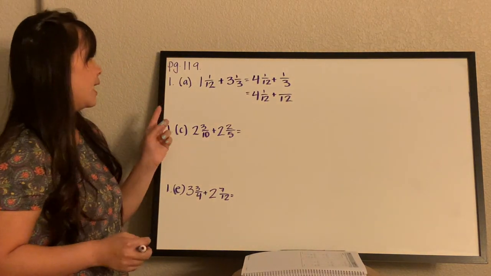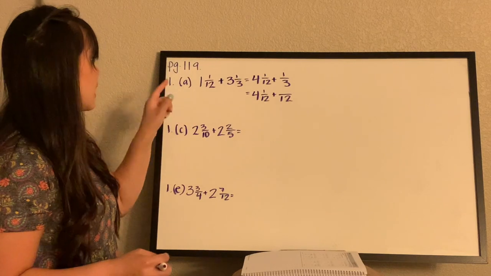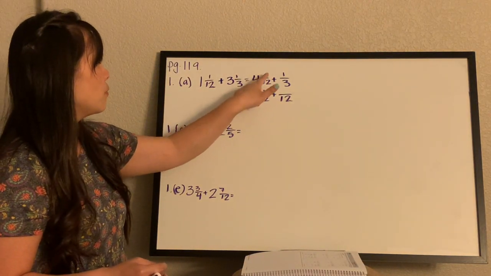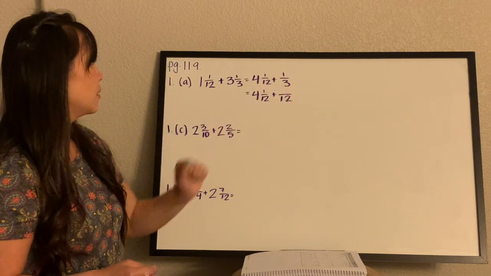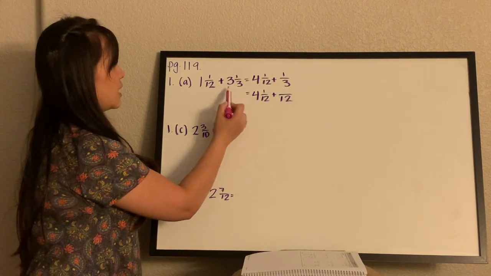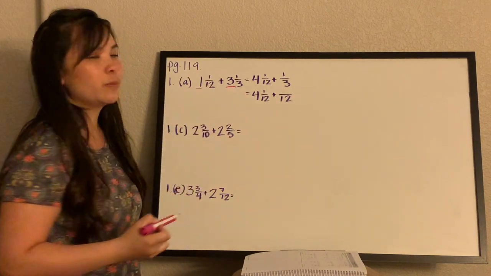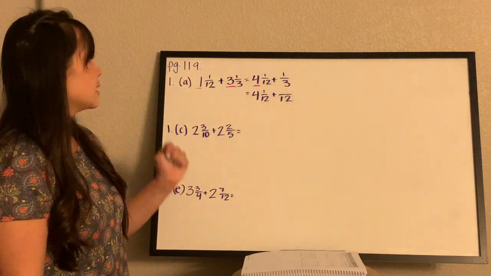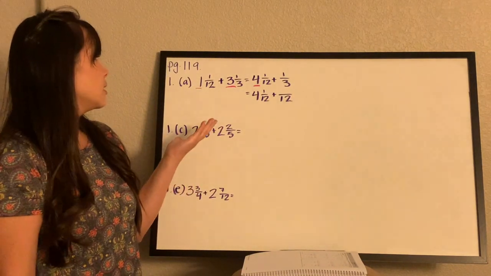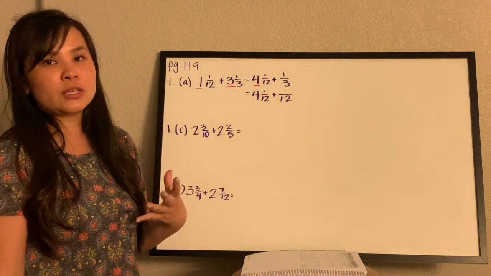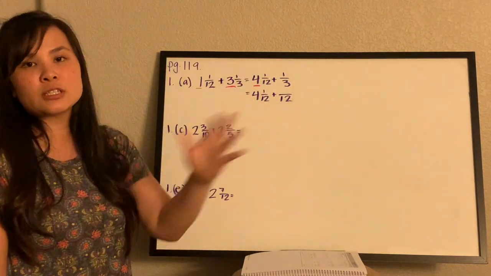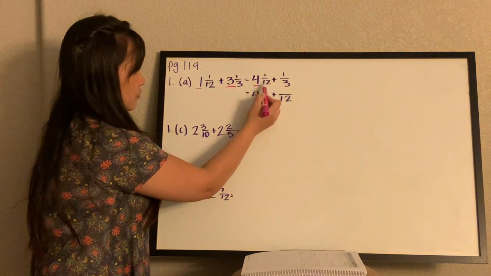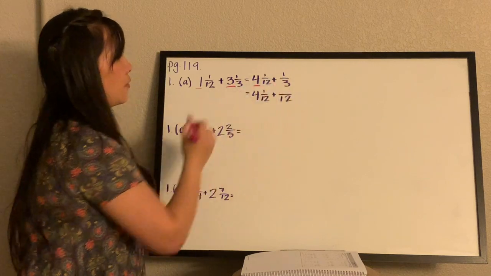Number 1A has this set for you, right? It has 1 and 1/12 plus 3 and 1/3 equals 4 and 1/12 plus 1/3. It looks like what they did here is they just added the whole numbers first, so you get this 4. That's how they got that 4. Like I said before, the whole numbers are going to be added together, so you might as well just do it first and get that out of the way. And then we're going to look at the fractions 1/12 and 1/3, right?